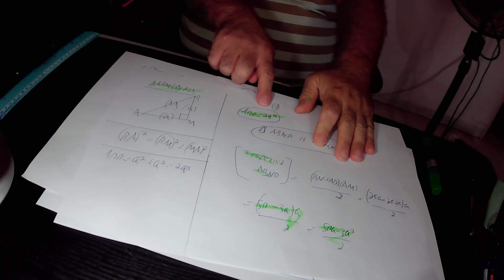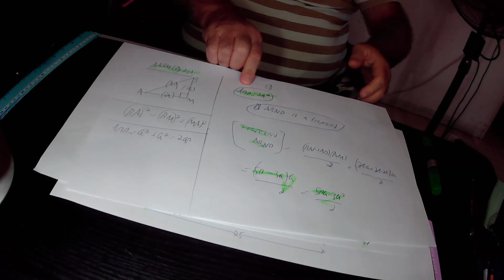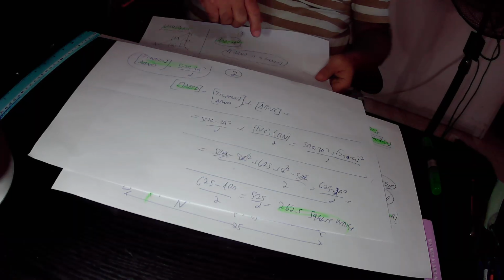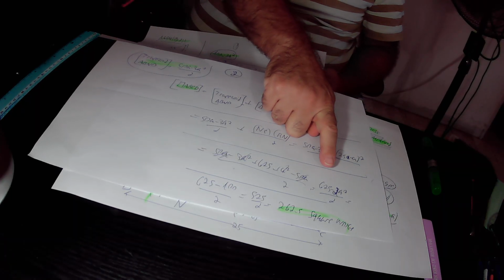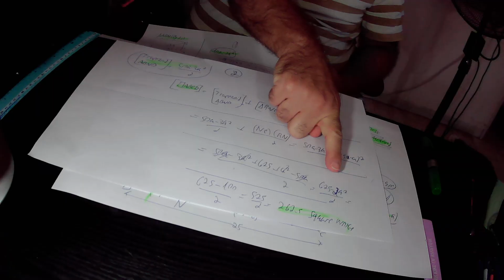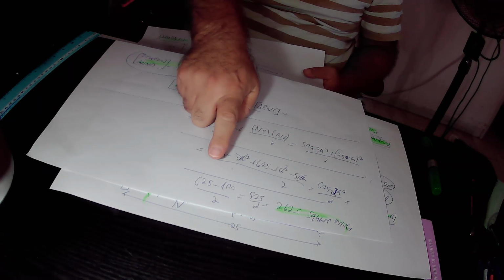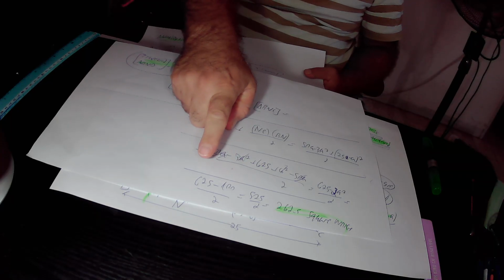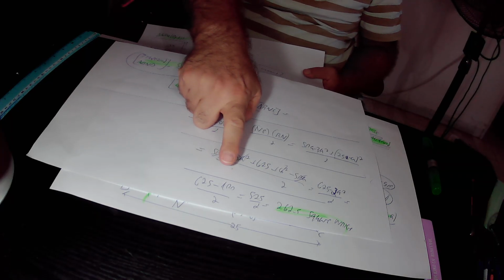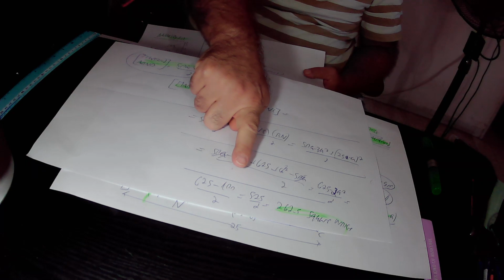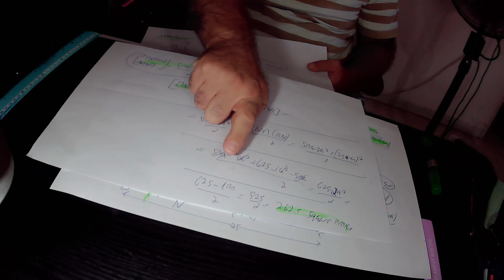Here we already found out that 2a squared equals 200, so we can substitute 2a squared by 100. Here we have 625 times 2a squared, and 2a squared is 100, so this expression in total equals 625 times 100 over 2. 625 times 100 is 62,500, over 2 is 31,250. Actually, 625 times 100 over 2 is 262.5 square units in size.